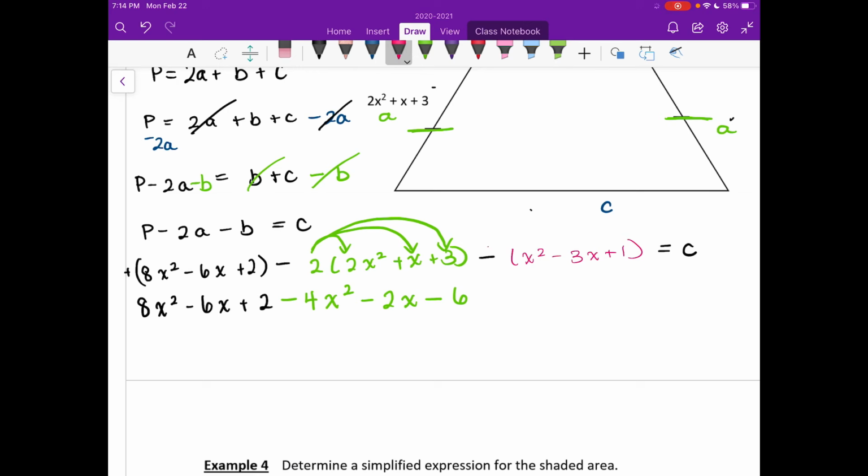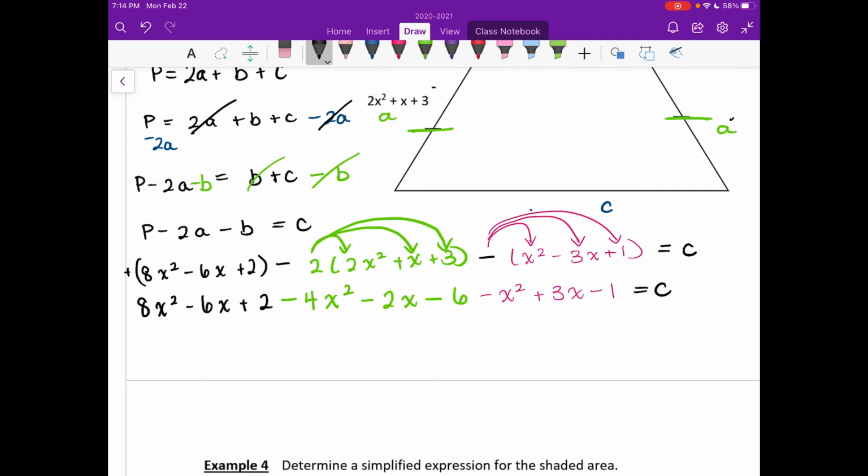Then we're just going to do the same thing here. Negative 1 times x squared is going to be negative x squared. We're just changing the signs in this situation. Positive 3x, because it's just a negative on the outside, and minus 1. All is equal to C.